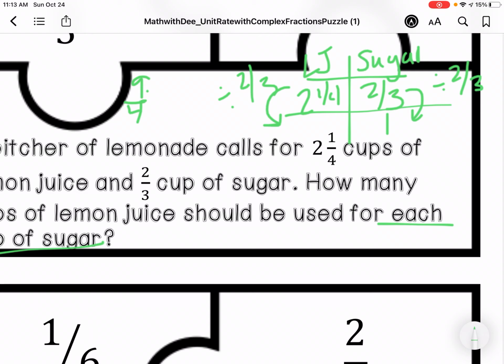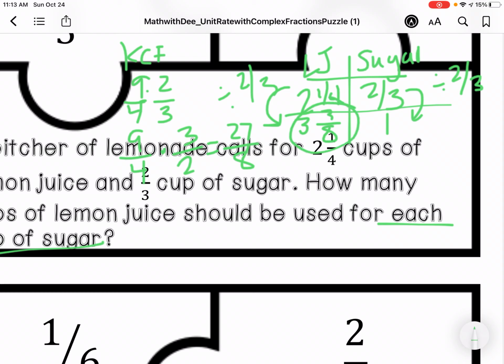And then I'm dividing by 2/3. So I'm going to do keep, change, flip. 9 over 4 times 3 over 2. And I get 27 over 8. So I have to think, okay, 8 goes into 27 3 whole times, because that's 24, with 3 out of 8 parts left over, because 24 plus 3 would give me 27. So I would need 3 3/8 cups of lemon juice for every cup of sugar.